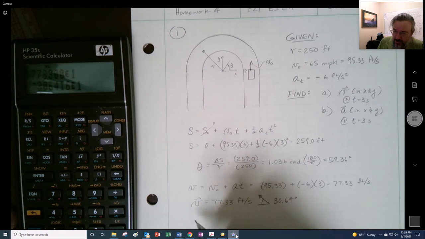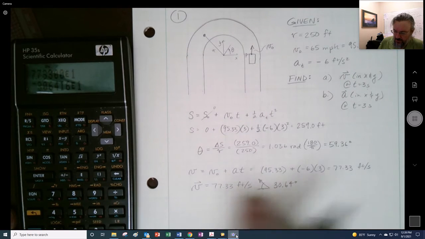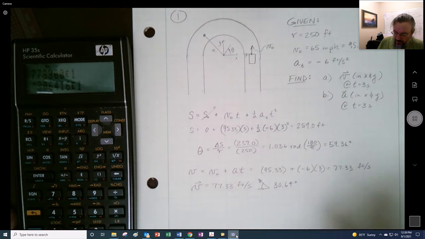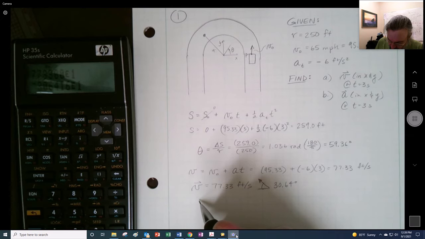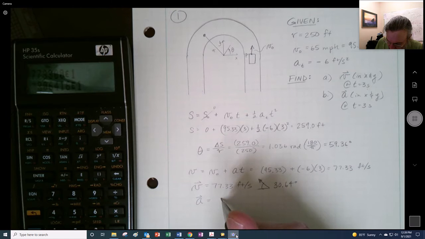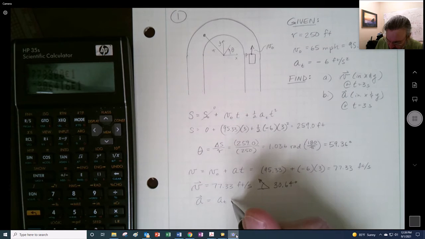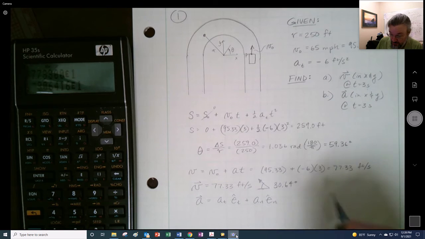We also want to get the acceleration while we're at this. We'll figure out what these things are like in this orientation, and then we'll do our transformation matrix. All right, so the acceleration was given to us in two parts. It's going to be the tangential acceleration times ET, plus the normal acceleration times EN, right there.